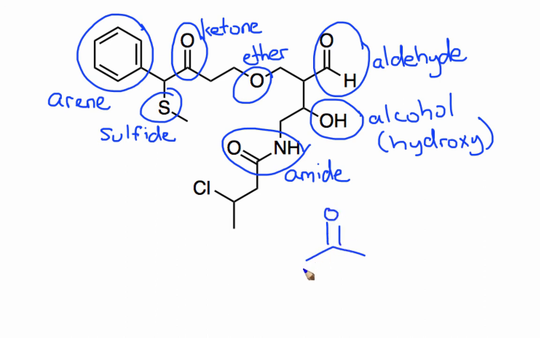Okay, so a ketone requires that you have carbons on both sides of the C double bond O. And then for an amine, you can have either carbons or hydrogens attached to the nitrogen, but not the C double bond O.